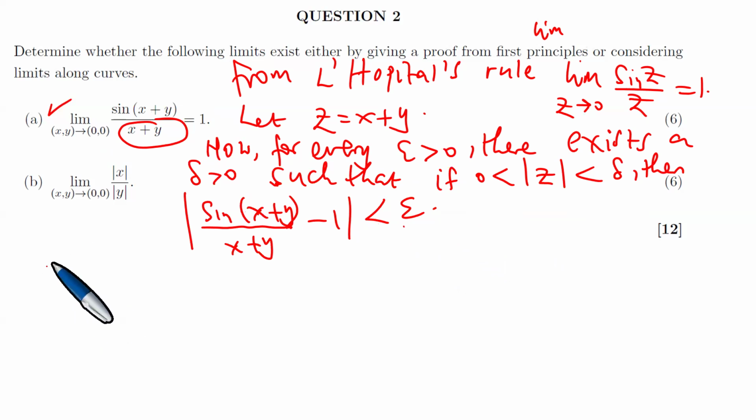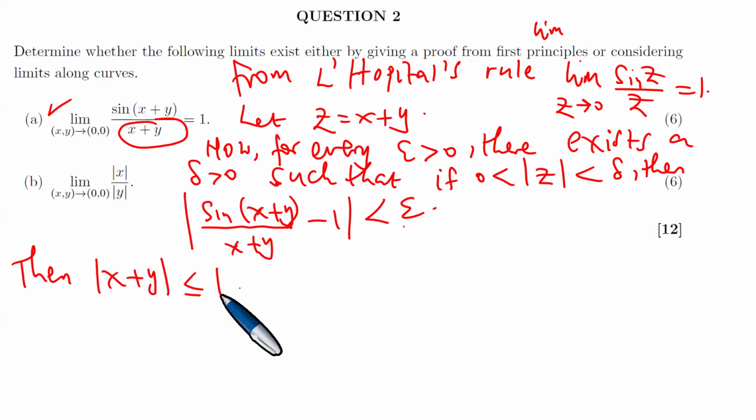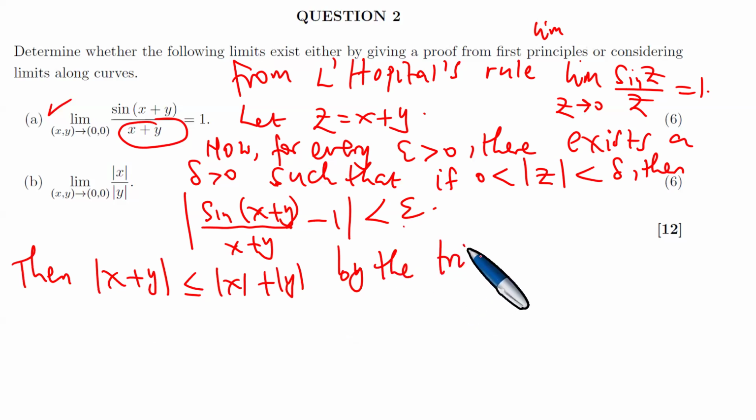And we're able to note then the modulus of x plus y, which is going to emerge in the denominator, is less or equal to the modulus of x plus the modulus of y, by the triangle inequality.